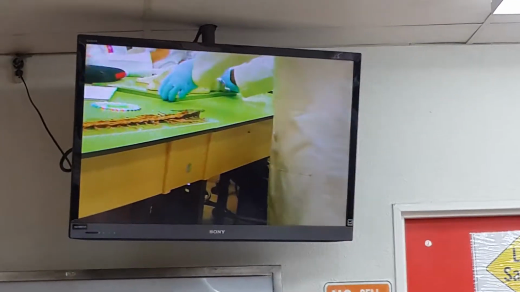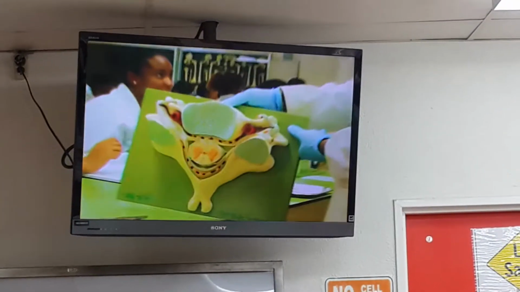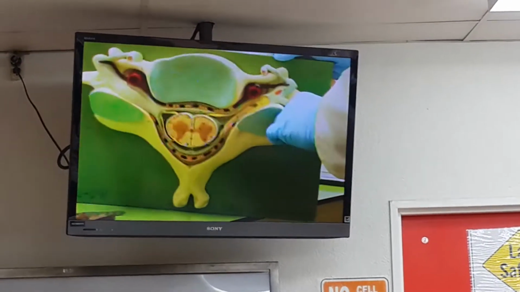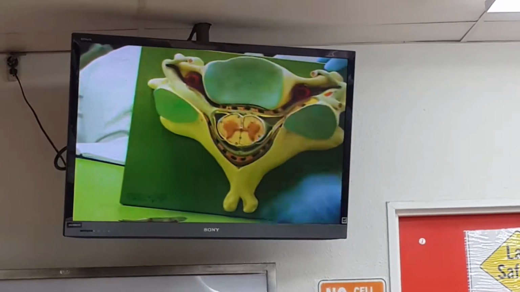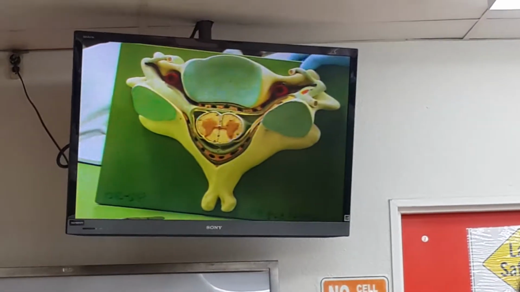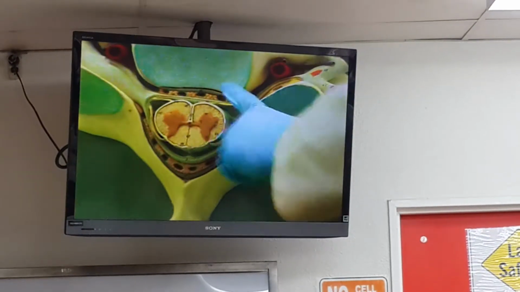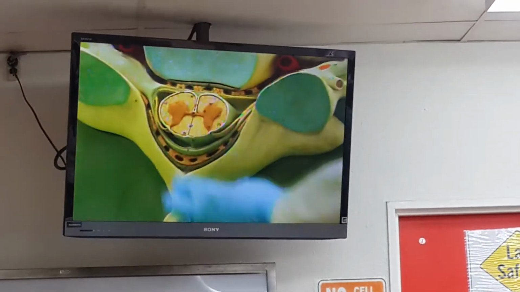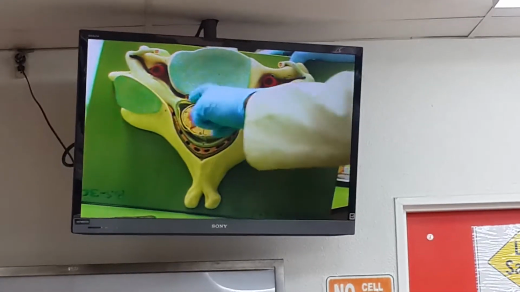So we have some models. In this we can see the entire vertebrae, and in the center of the vertebrae, in the vertebral canal, you can see the spinal cord, a section of the spinal cord. This is the front of the spinal cord, this is the back. You can see the spine of the vertebra here.